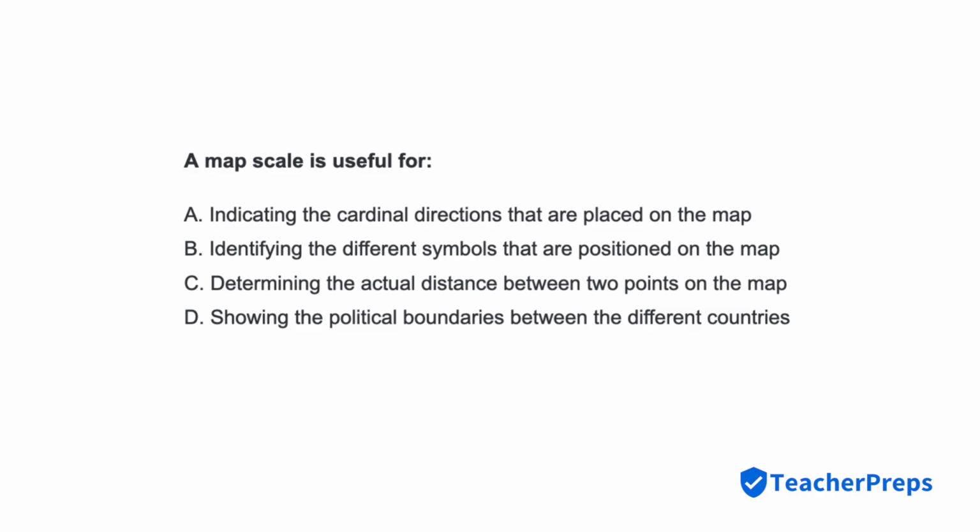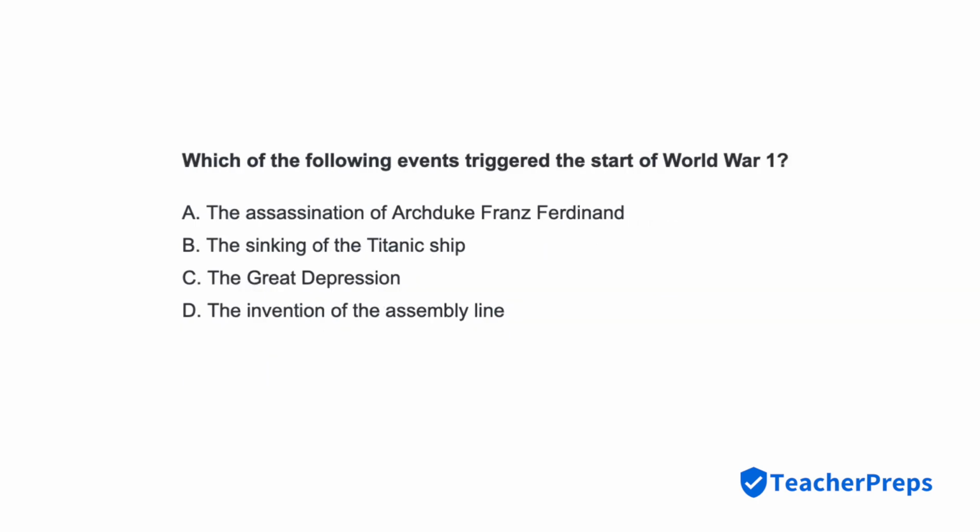A map scale is useful for. Correct response is letter C, determining the actual distance between 2 points on the map. Which of the following events triggered the start of World War I? Correct response, letter A, the assassination of Archduke Franz Ferdinand.